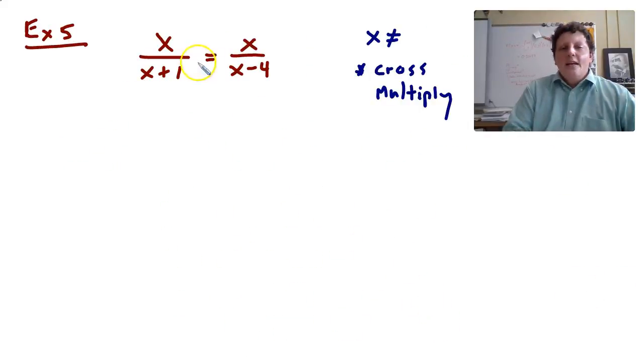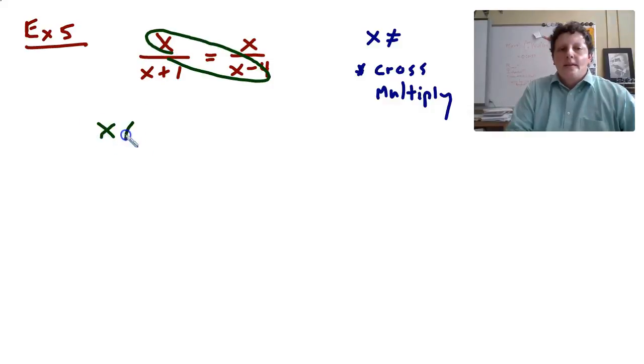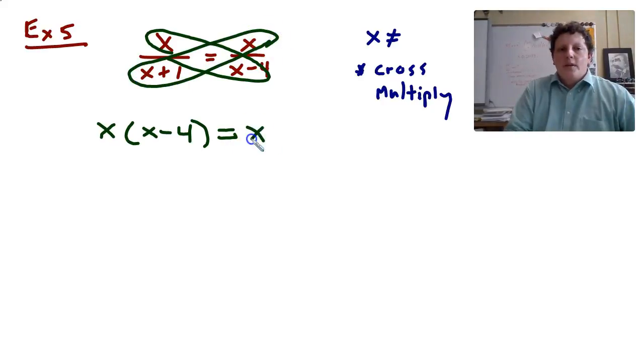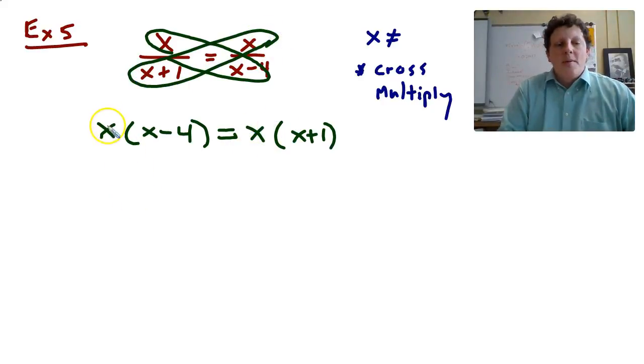Example 5. Here we have fraction equals fraction and the denominators are different. So in this case, the easiest way to handle this is going to be to cross multiply. What we're going to do is take this x and multiply it times x minus 4 equals, and we'll take this x and multiply it times x plus 1. So we're going to distribute x into x minus 4 and x into x plus 1, and then we'll solve from there. So x times x is x squared, and then minus 4x when you distribute the x.